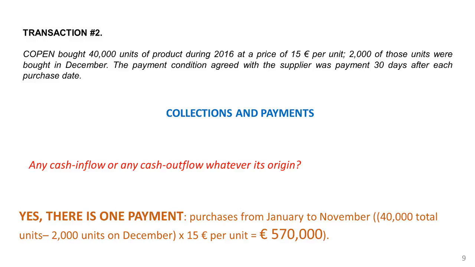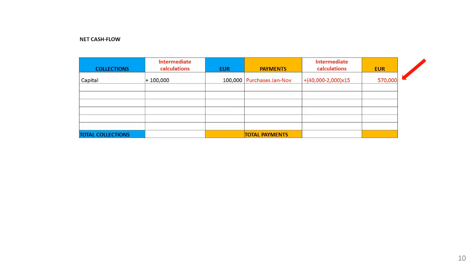January purchases are therefore paid in February. February purchases are paid in March, and November purchases are paid in December. All these payments take place in 2016. However, December purchases are going to be paid in January 2017, outside 2016, which is the period under analysis. Let's reflect this payment on the cash flow table.